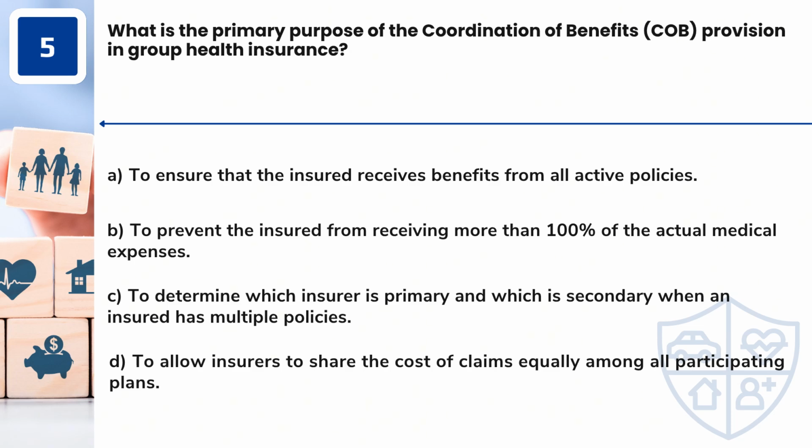Question 5. What is the primary purpose of the Coordination of Benefits, COB, provision in group health insurance? A. To ensure that the insured receives benefits from all active policies. B. To prevent the insured from receiving more than 100% of the actual medical expenses. C. To determine which insurer is primary and which is secondary when an insured has multiple policies. D. To allow insurers to share the cost of claims equally among all participating plans.